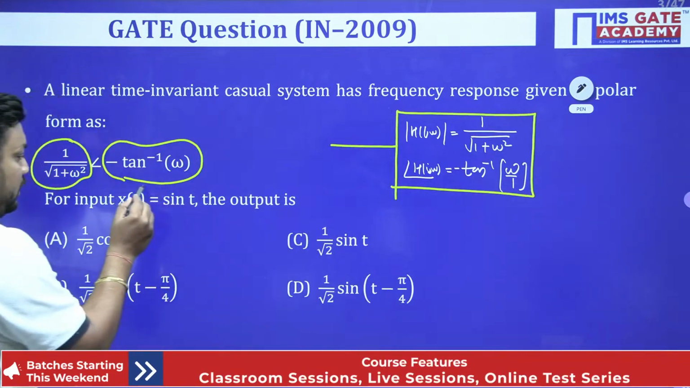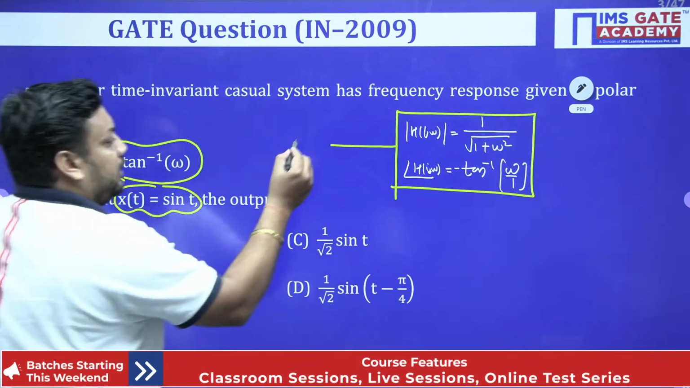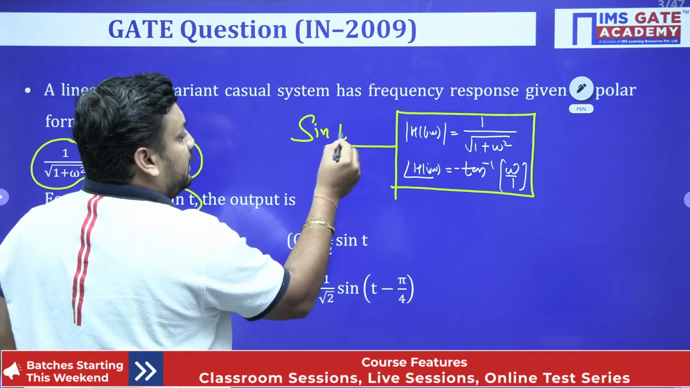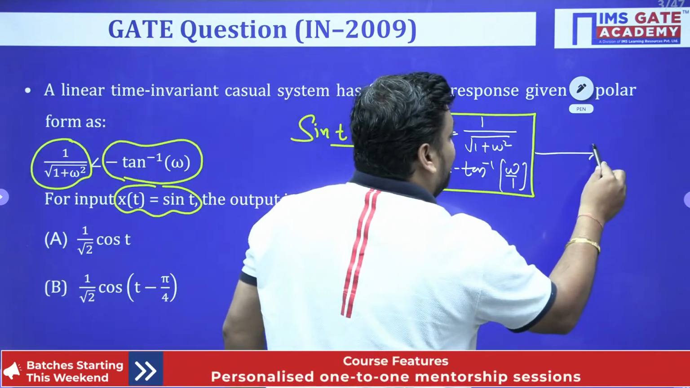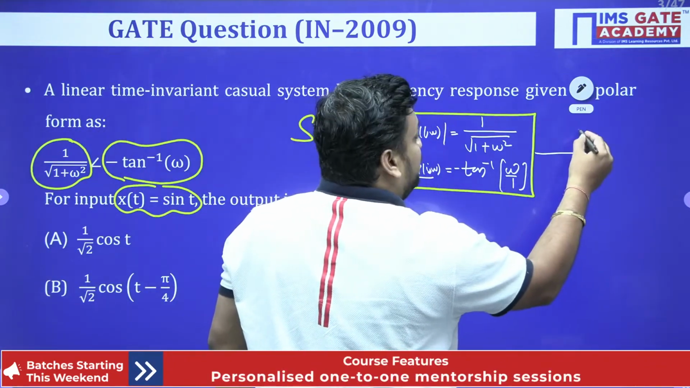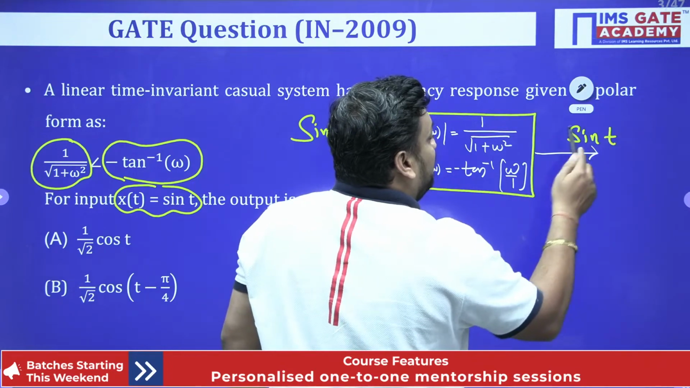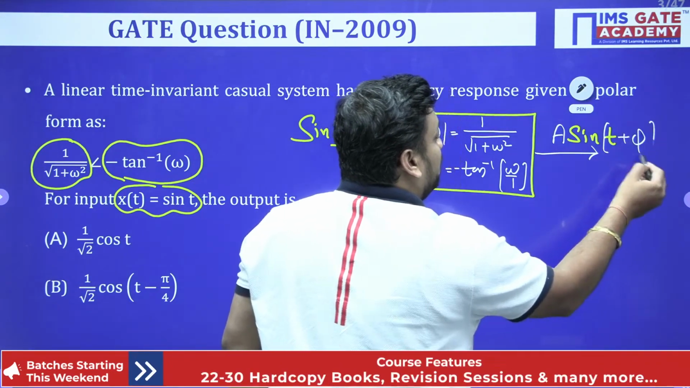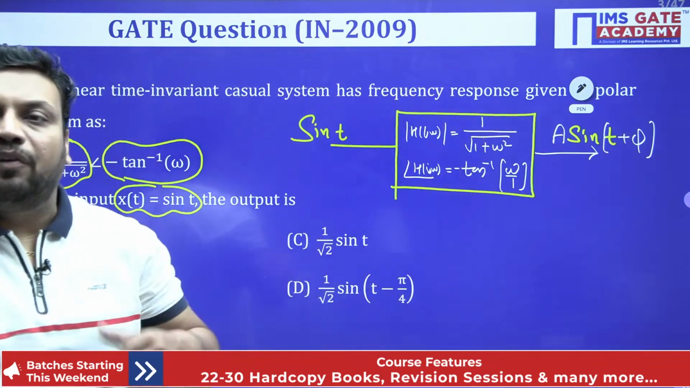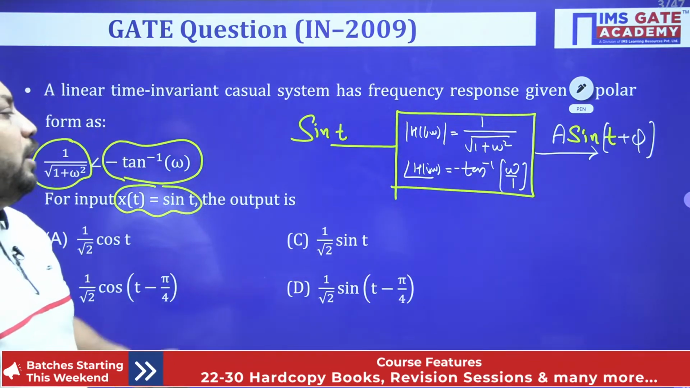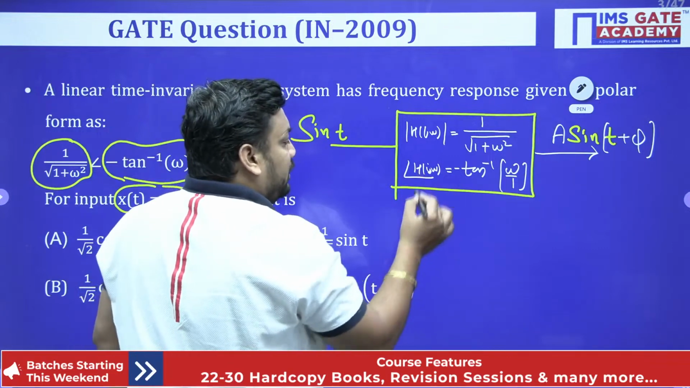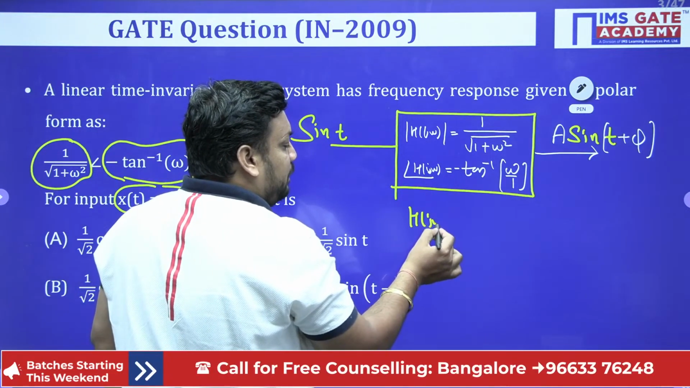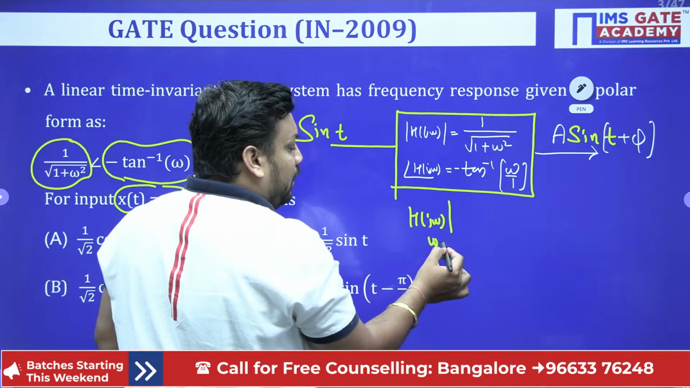So if the input x(t) is equal to sin t, tell me what should be the output. The output should also be sin t, but additionally capital A will come and phi will come. Yes or no? Now this capital A depends on what? As I already told you, this A depends on the magnitude of H(omega) at the input omega.